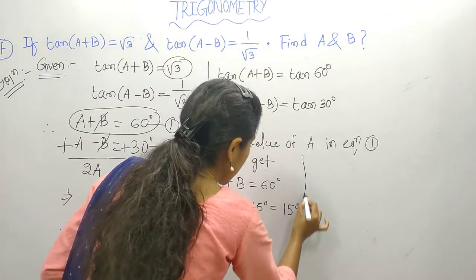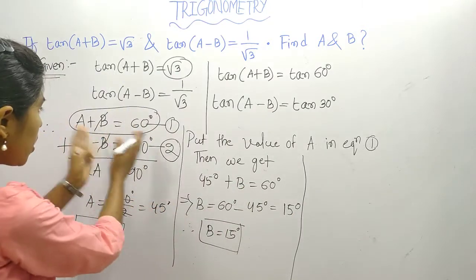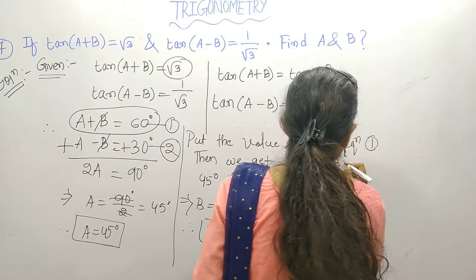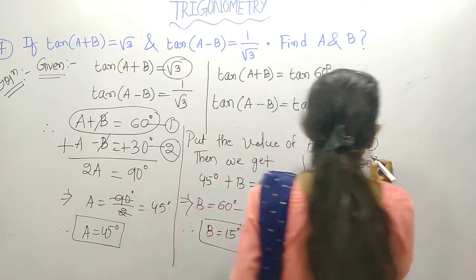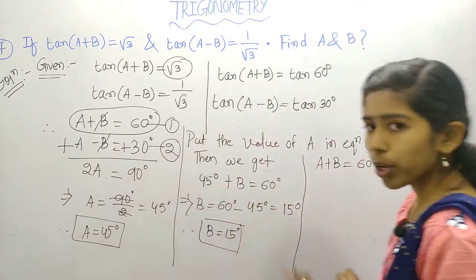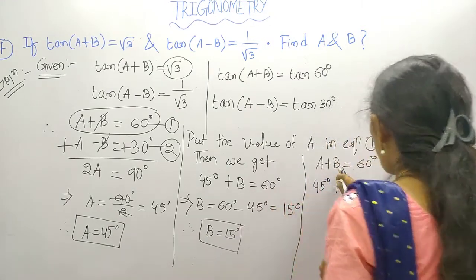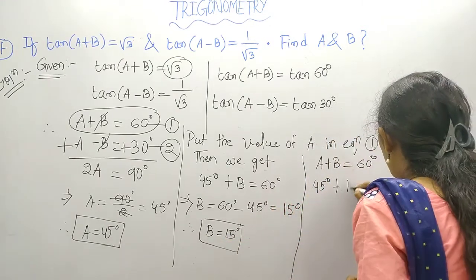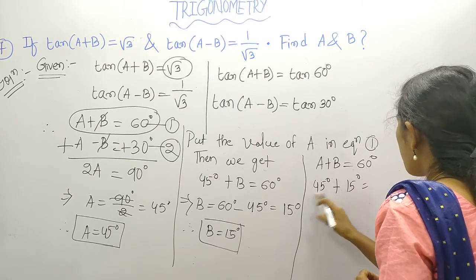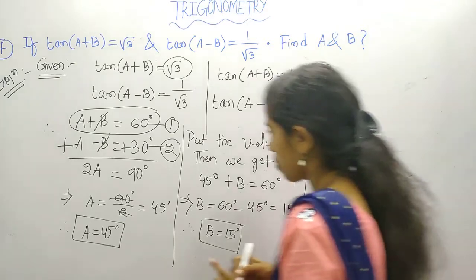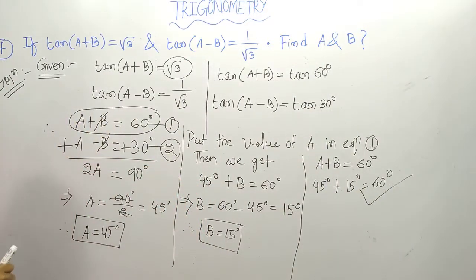Now let's check whether it is right or not. Take one equation, A + B equals 60 degree. A value is 45 degree, so instead of A we write 45 degree, plus instead of B we write 15 degree. So 45 plus 15 degree is 60 degree. So proved. Like this we have to simplify. So let's move to the next question.